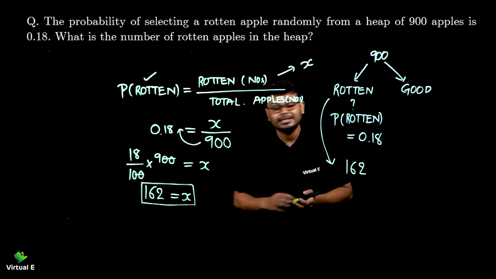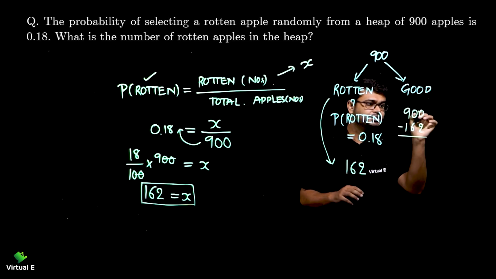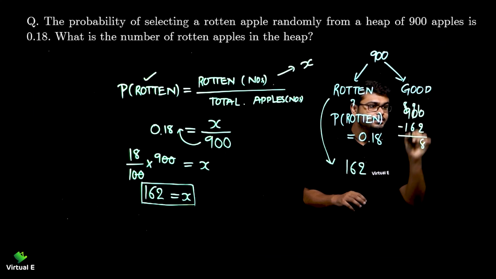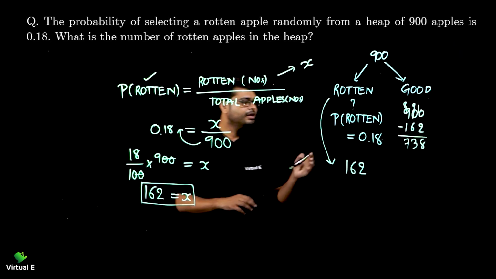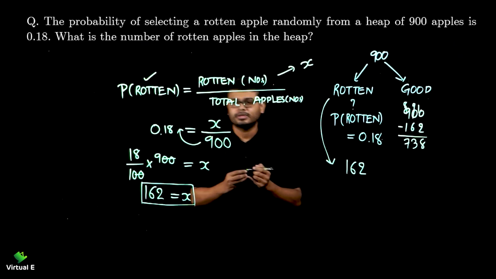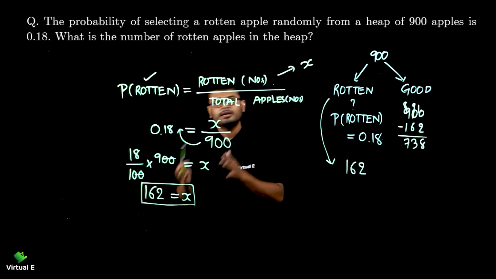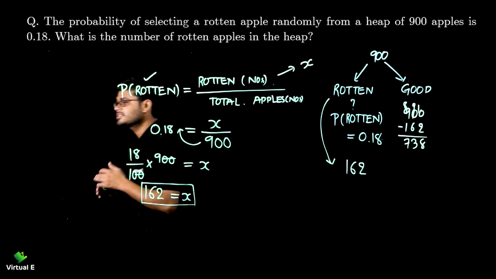Now it is possible that they may ask you the number of good apples as well. So what to do in that case? You can subtract 162 from 900 and get the answer. Here 10, here 10, then 9 and 8. So 8 here, 3 here and 7. 738 are the good apples and 162 are the rotten apples. Simple. This is the case of reverse probability. We have the probability given and we need to find something else in this question, right?